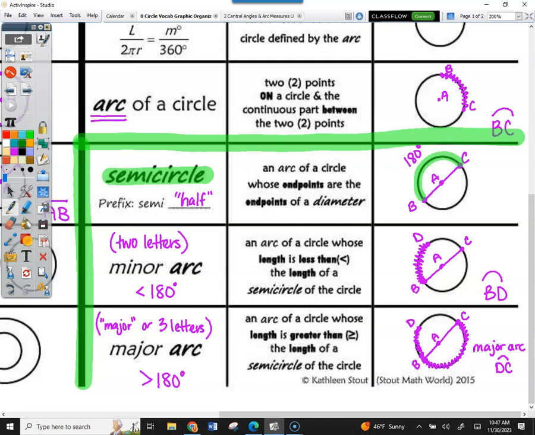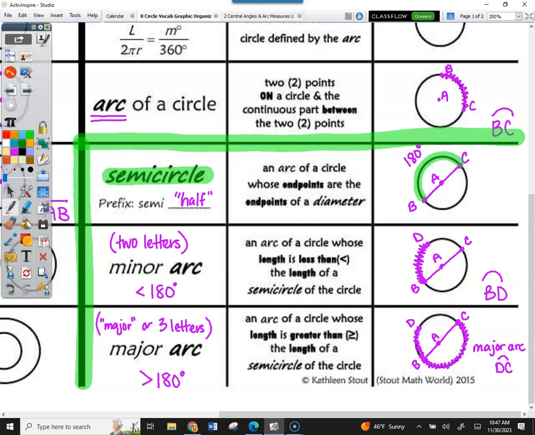Can A be in the name of any arc in this picture? Let me ask the question again. Can A, the letter A, be in the name of any arc in that picture? Both. Because it's not on the circle. It is the center. So I'm glad I asked that because I want you to understand, if the center of the circle is the center, it's not on the edge, it can't be part of the arcs, okay?